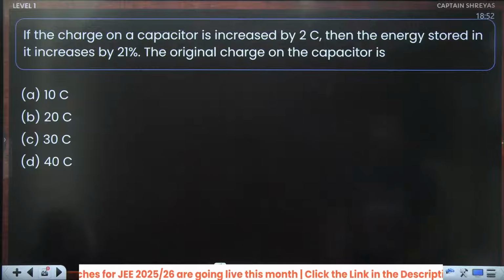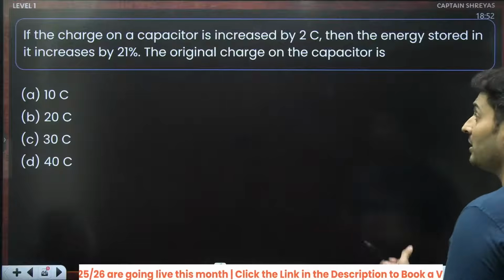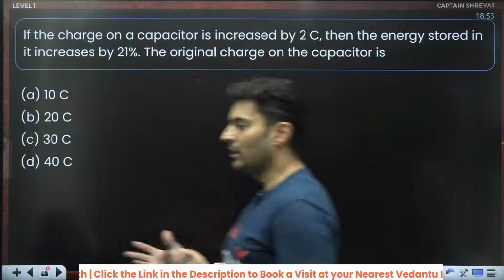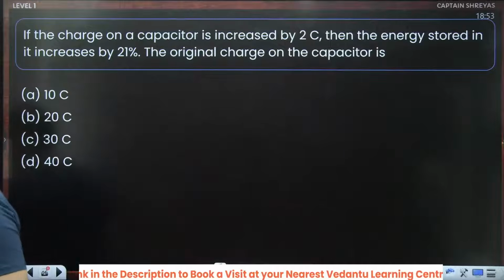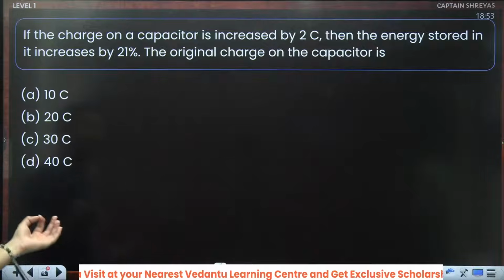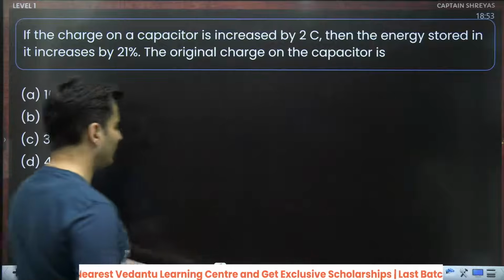The charge on a capacitor is increased by 2 coulomb. Then the energy stored in it increases by 21%. The original charge on the capacitor is how much? That's the question. Okay, let's think about it. So here the charge is increased, energy stored increases by 21%.